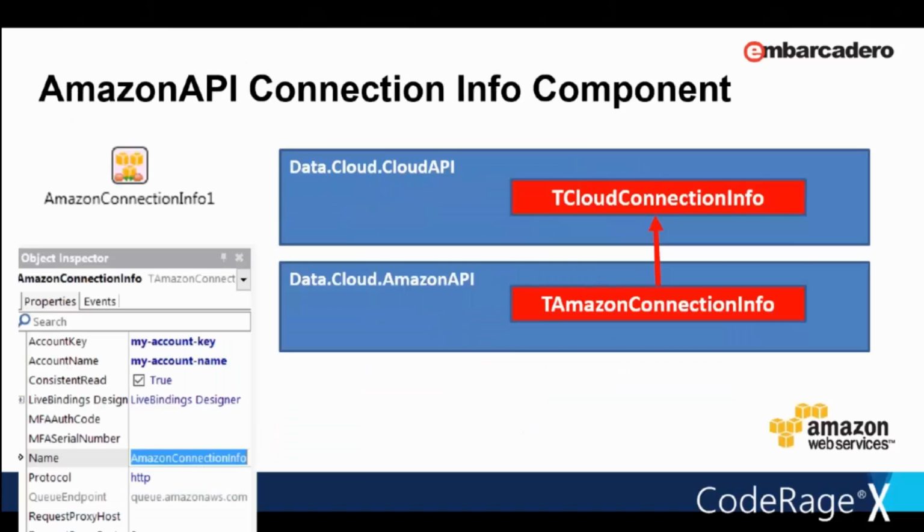So how do we start? If you create a new application, this could be either a multi-device application or maybe a Windows VCL application. In the tool palette you will find the cloud category, and there are 2 components. One is Azure connection info and the second one is Amazon connection info. So these components are a starting point for accessing cloud services. When you want to start using cloud services, you need to create an account on a given platform.